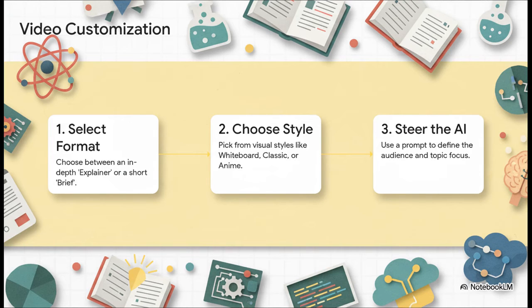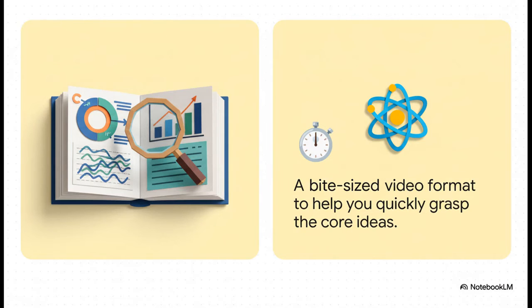First, you select a format. Then you choose a visual style. And finally, you define the goal with what's called a steering prompt. Super simple. Okay, first up, choose your format. You've got 2 main options here. You can go with an explainer, which is going to give you a more structured, comprehensive video, for those really in-depth concepts. Or you can pick a brief, which is more of a bite-sized video, perfect for just hitting the core ideas of a document. It really just depends on what you need for that specific lesson.